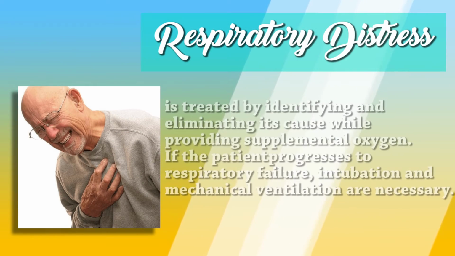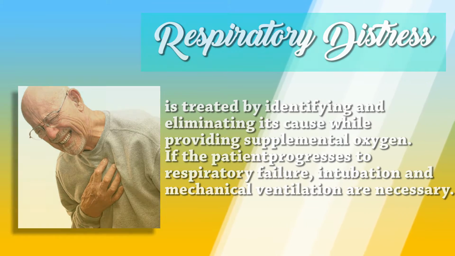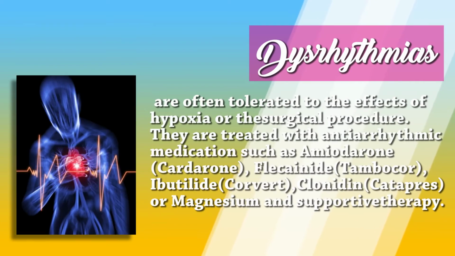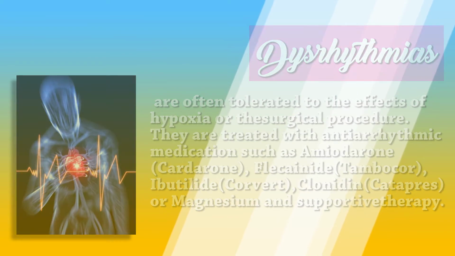Respiratory distress is treated by identifying and eliminating its cause while providing supplemental oxygen. If the patient progresses to respiratory failure, intubation and mechanical ventilation are necessary. Arrhythmias are often attributed to the effects of hypoxia or the surgical procedure. They are treated with antiarrhythmic medications such as amiodarone, flecainide, ibutilide, clonidine, or magnesium and supportive therapy.